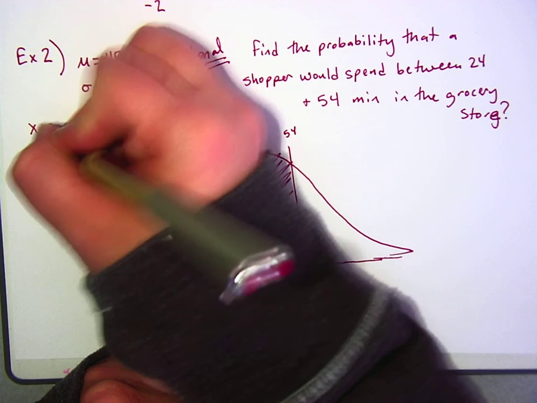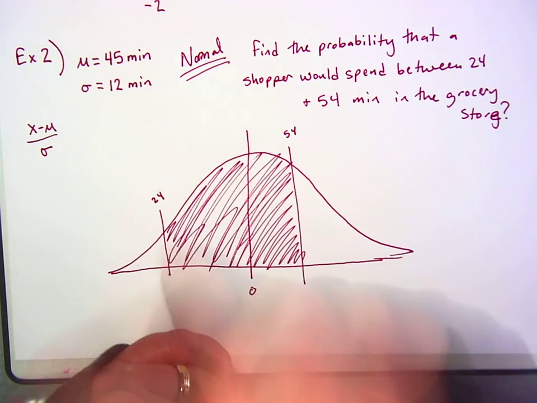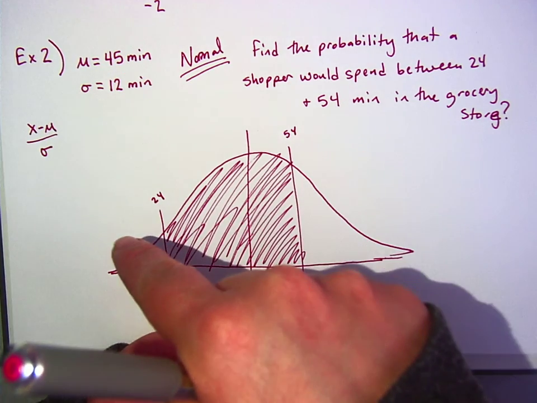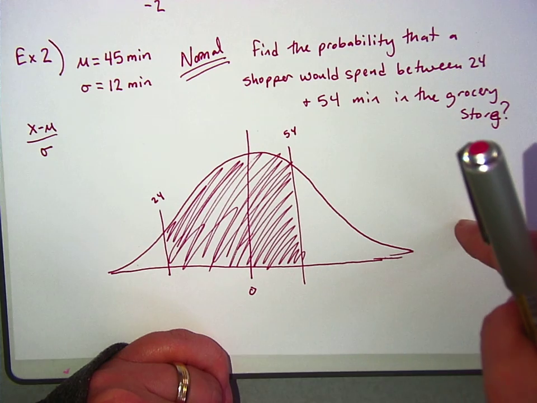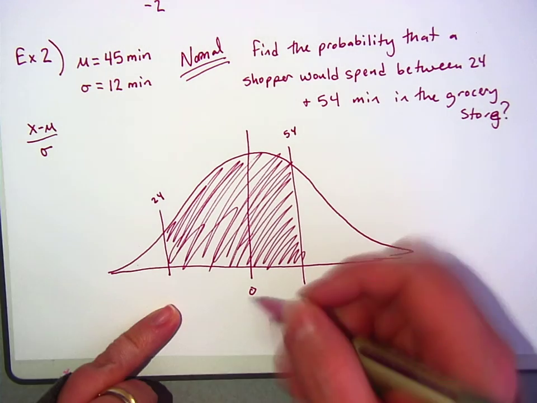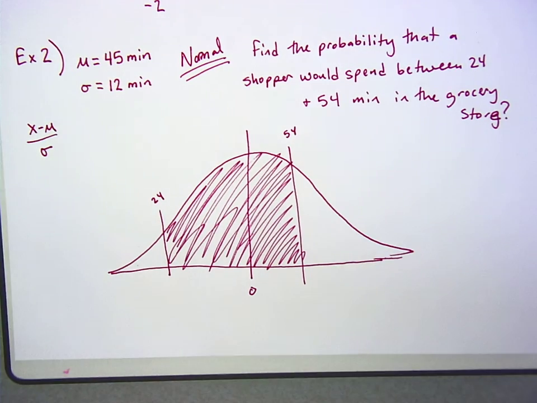Right. So you're going to do x minus mu over sigma twice. One with 24, one with 54. Get 2 z-scores. And then you're going to find the area between them by looking up the bigger one and the smaller one and subtracting the 2. Okay? Do this with your partner.